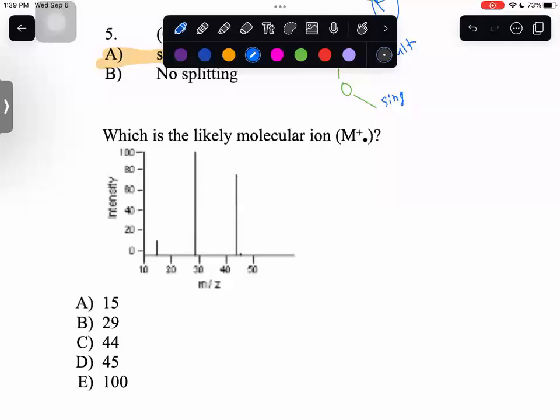Okay, are we ready for the next one? We're good? Remember, as soon as you see the question, that's when it starts. And this one should be very easy. Okay, again, we're still on mass spec.